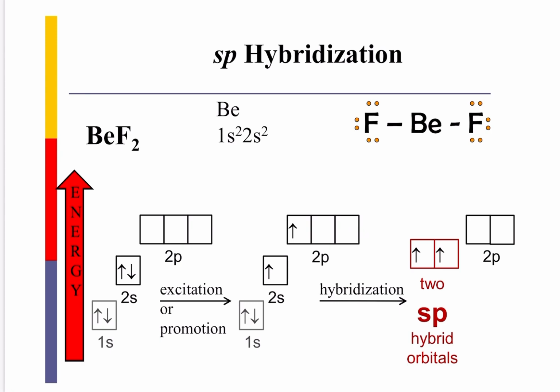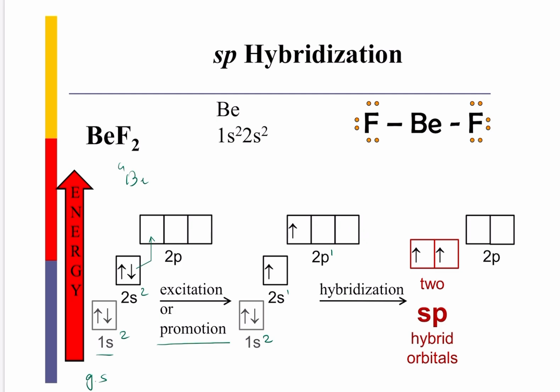Now I can show one of them, BeF2, how the sp hybridization starts. As you see here, we have beryllium fluoride. In beryllium, we have 4 electrons, because beryllium has atomic number 4, 1s2, 2s2, and it is the ground state. If 1 electron jumps from s to p, it will be 1s2, 2s1, and 2p1. We say it is a promotion, or excitation, but promotion is better.